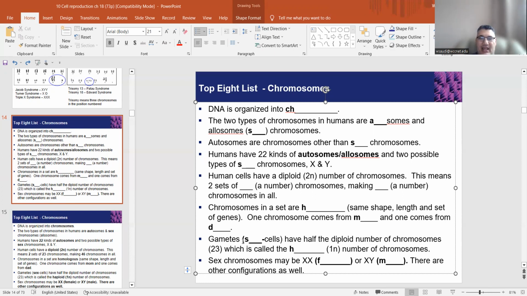And the last one, the gametes are also called what? We call them sex cells, which are half, or haploid. The sex chromosomes can be XX, and this is female, or XY, and this is male, obviously.